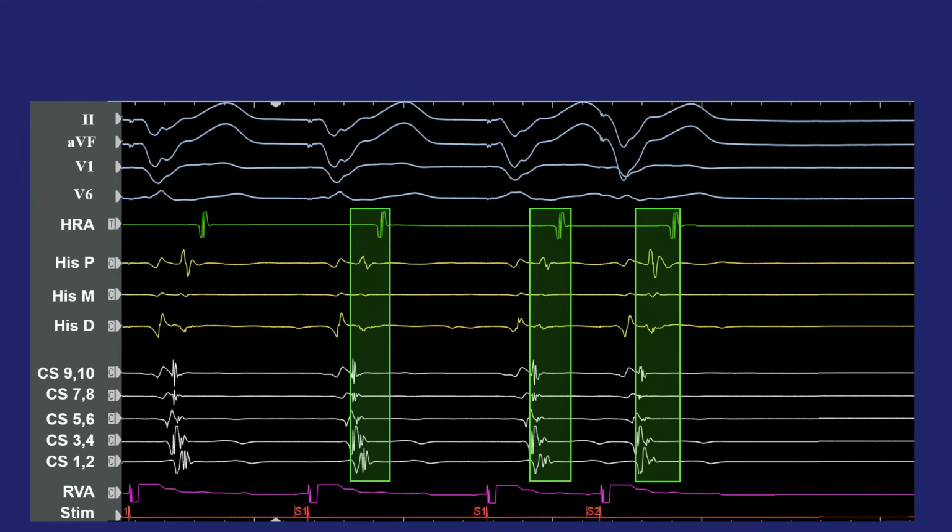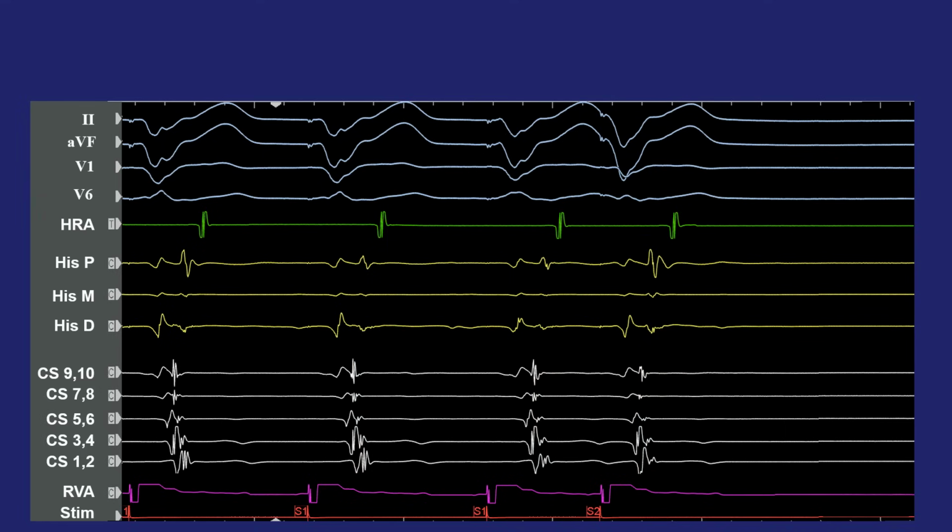We can also see that the HRA catheter is late, so these are clearly not sinus beats. All the evidence points to VA conduction being intact. The next question that we ask is, what is the earliest atrial activation? As we answer the question, is there evidence of a concealed accessory pathway?